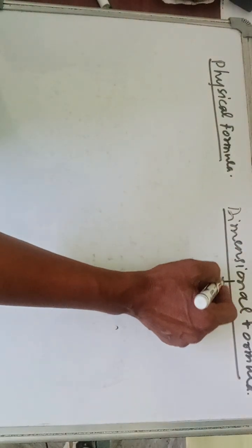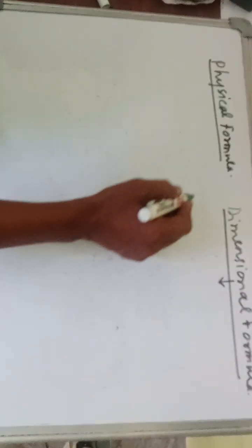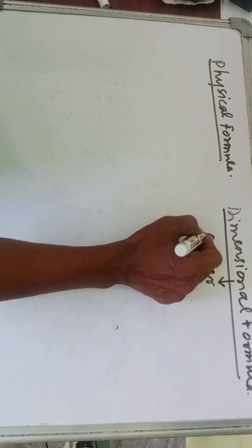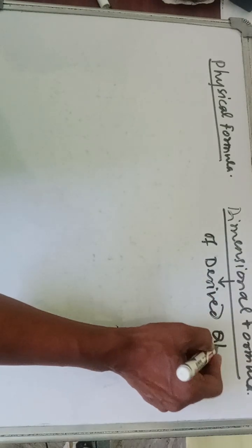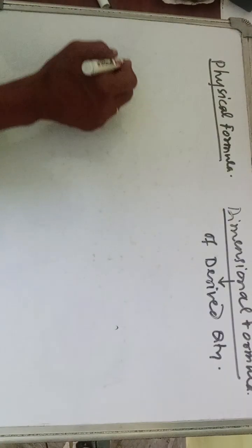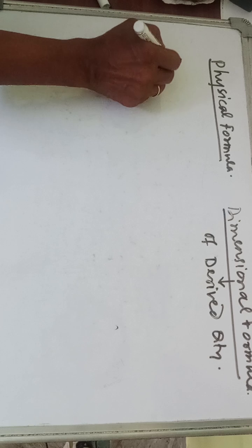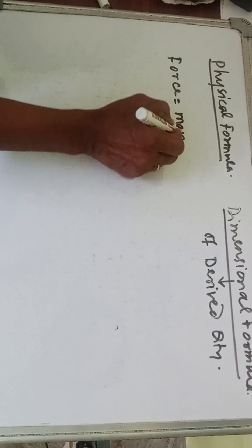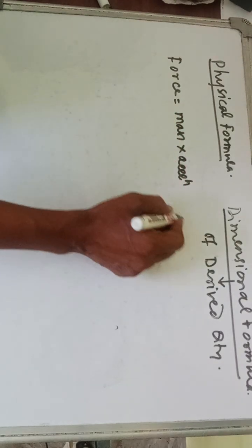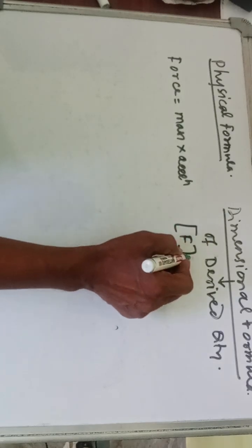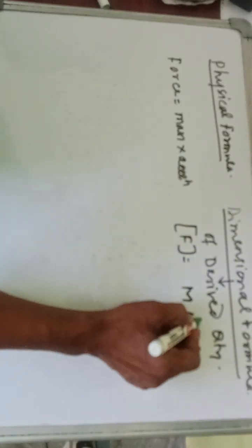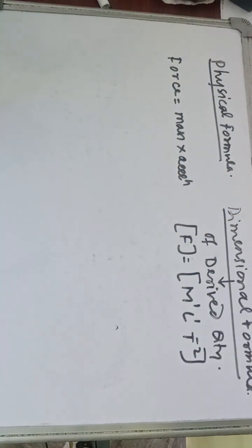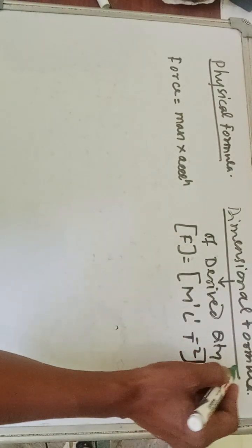आज हम पढ़ेंगे कुछ फिजिकल क्वांटिटीज, इट्स डायमेंशनल फार्मूला। That means we'll find out dimensional formula of certain derived quantities. For example, we have force. Physical formula of force is mass into acceleration. Then dimensional formula of force will be M to the power 1, L to the power 1, T to the power minus 2.